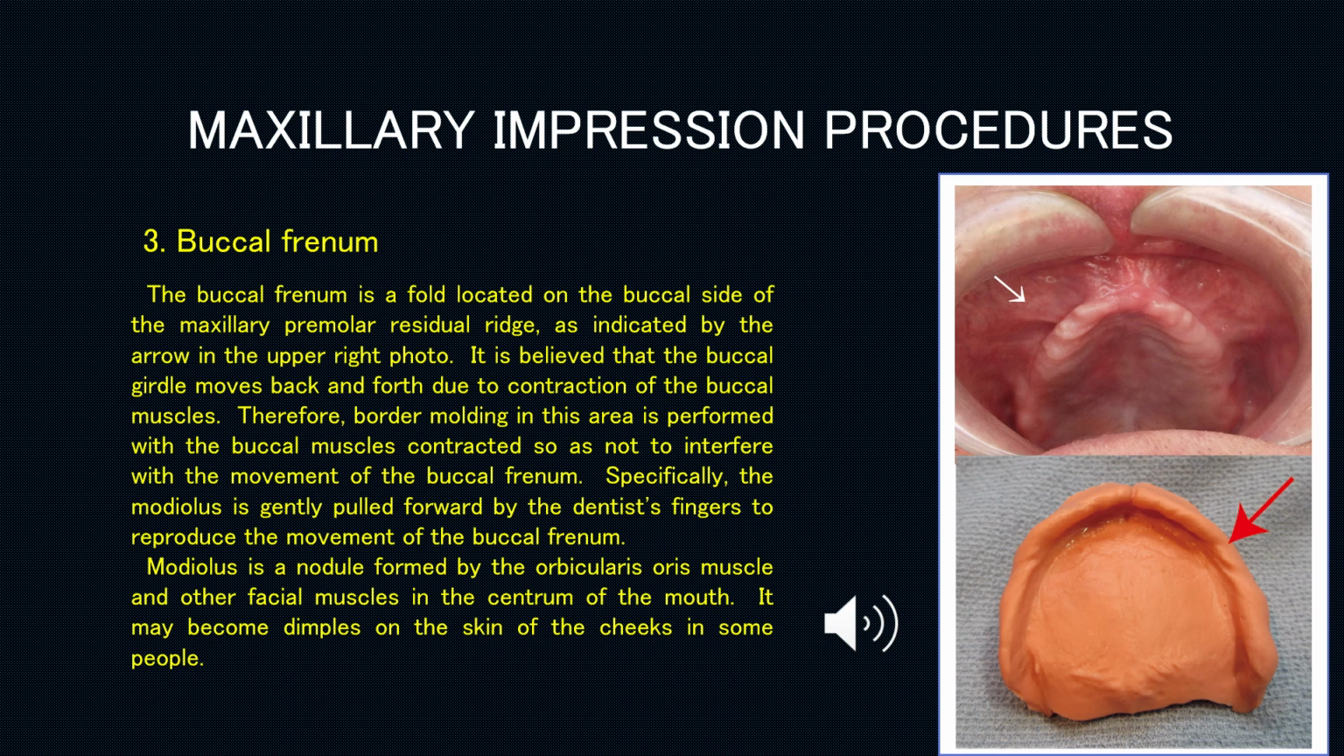Specifically, the modiolus is gently pulled forward by the dentist's fingers to reproduce the movement of the buccal frenum. Modiolus is a nodule formed by the orbicularis oris muscle and other facial muscles in the corner of the mouth. It may become dimples on the skin of the cheeks in some people.